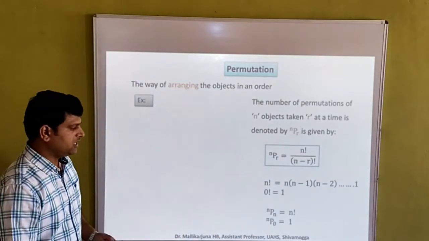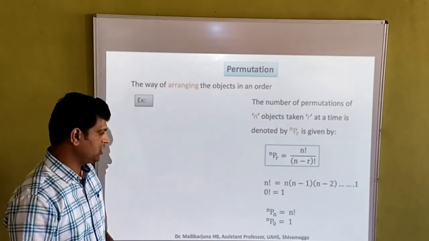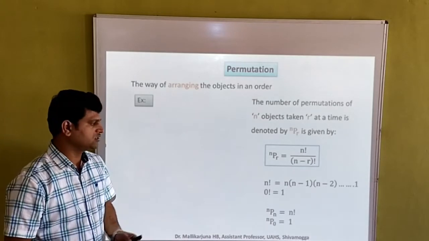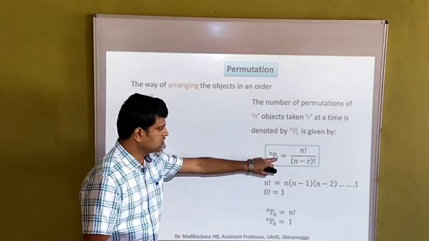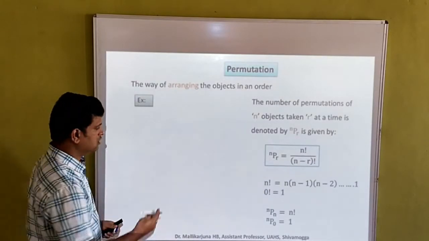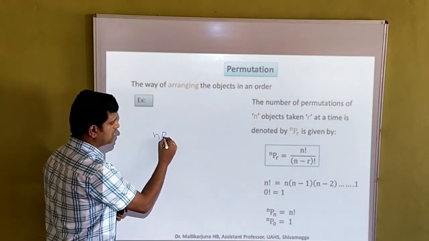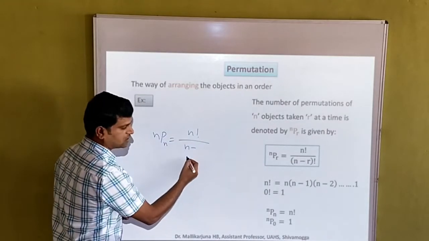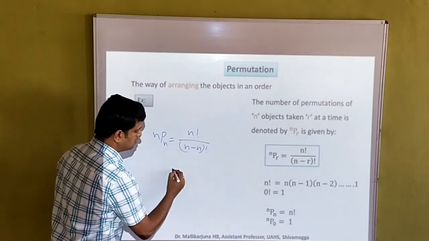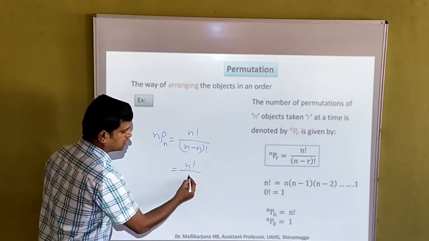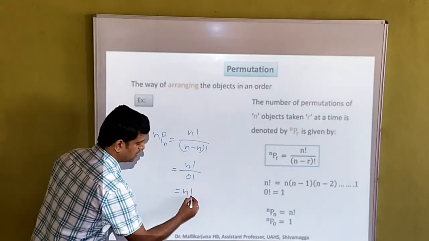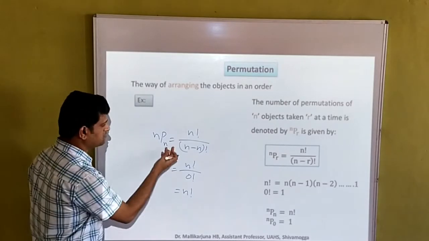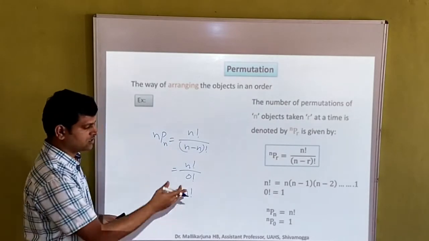Here, one more property: nPn is equal to n factorial and nP0 is equal to 1. So no need to remember these things. Just substitute these values in the formula and you will get the answer. For nPn, in nPr instead of r I take n, so n factorial divided by 0 factorial is nothing but n factorial, since 0 factorial is 1. So nPn is equal to n factorial. Just substitute n instead of r and you will get the property.